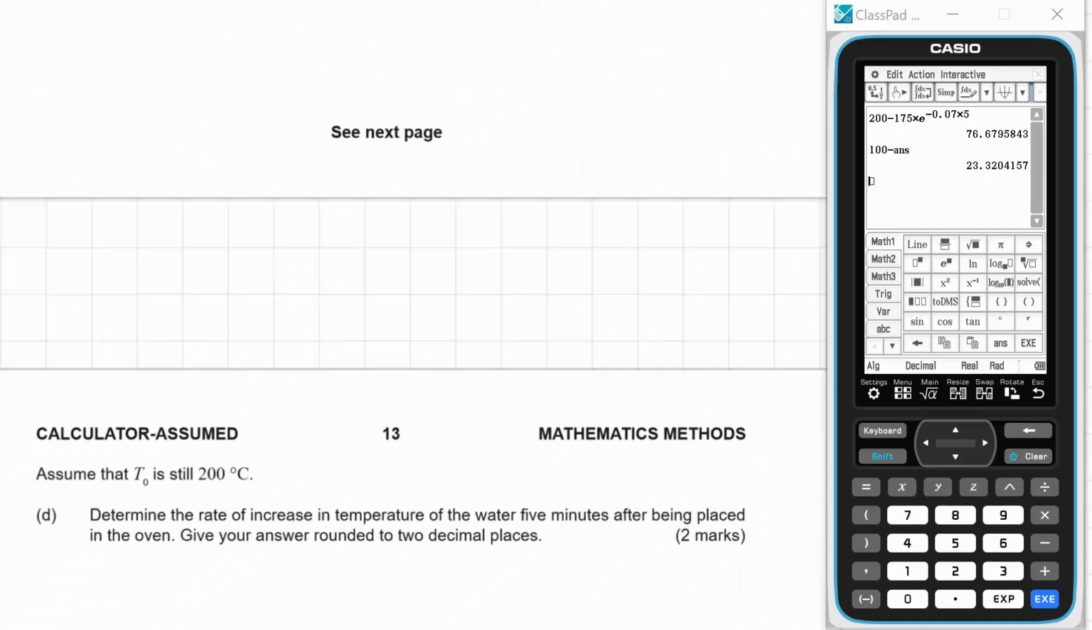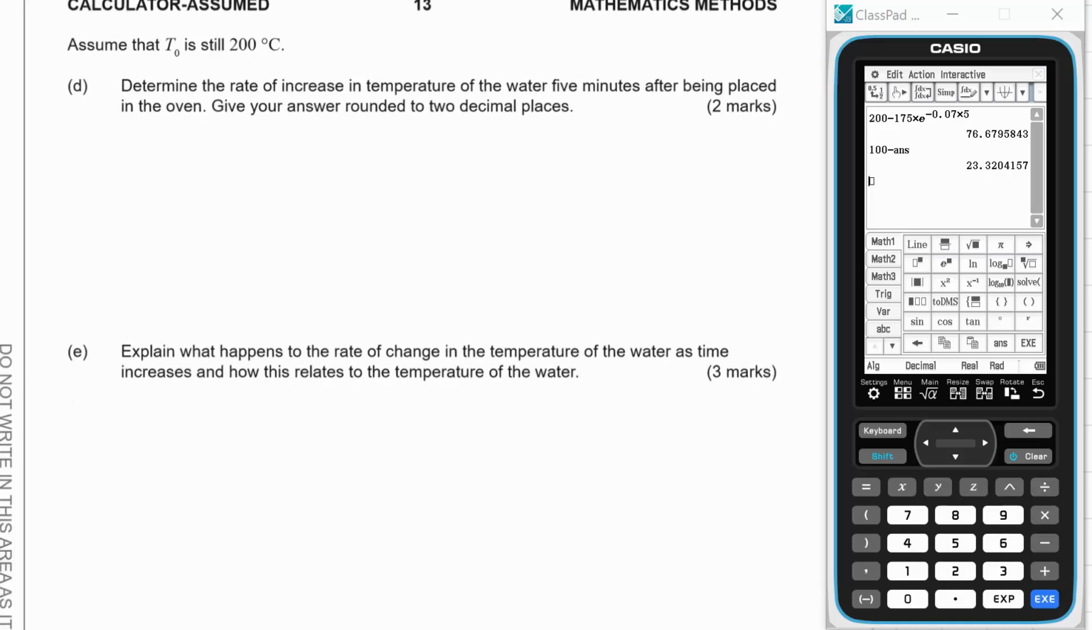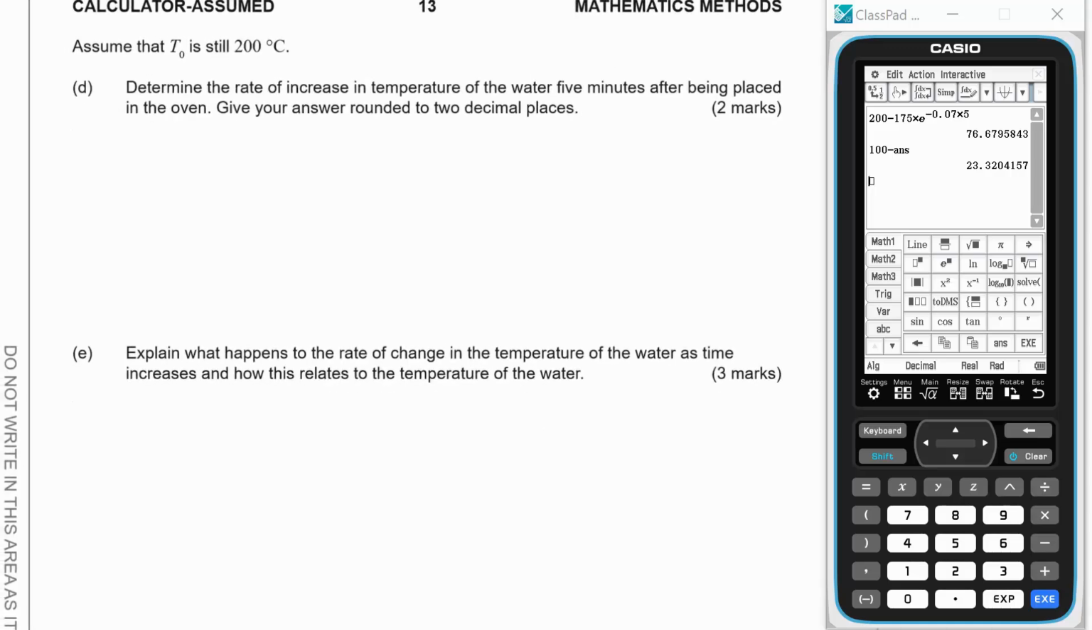Okay, so assume that T0 is still 200. Determine the rate of increase in the temperature of the water 5 minutes after being placed in the oven. Give your answer rounded to 2 decimal places. So we know that T was 200, take away 175 e to the negative 0.07 t.